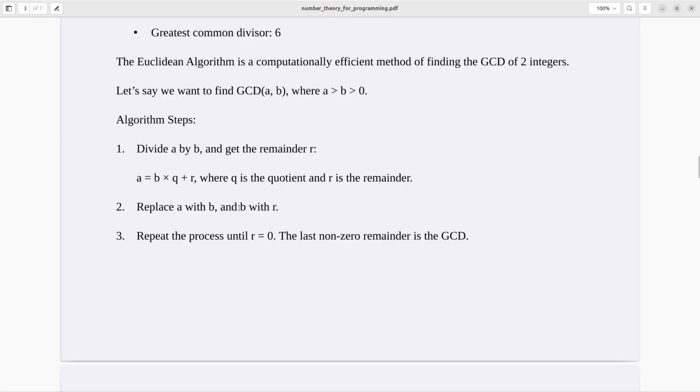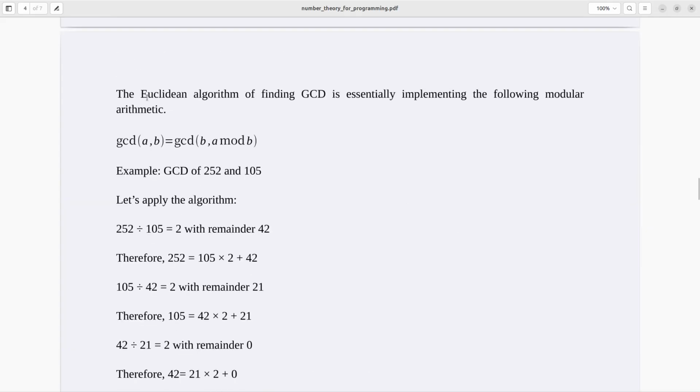Then I replace A with B and B with R, and go back to step 1. I need to repeat steps 1 and 2 until the remainder becomes 0. If that is the case, the last non-zero remainder is the GCD. Is this a bit abstract? I think so, so let us go to an example. The Euclidean algorithm of finding the GCD is essentially implementing the following modular arithmetic: the GCD of A and B is equal to the GCD of B and A modulo B. Suppose I have 252 and 105 here.